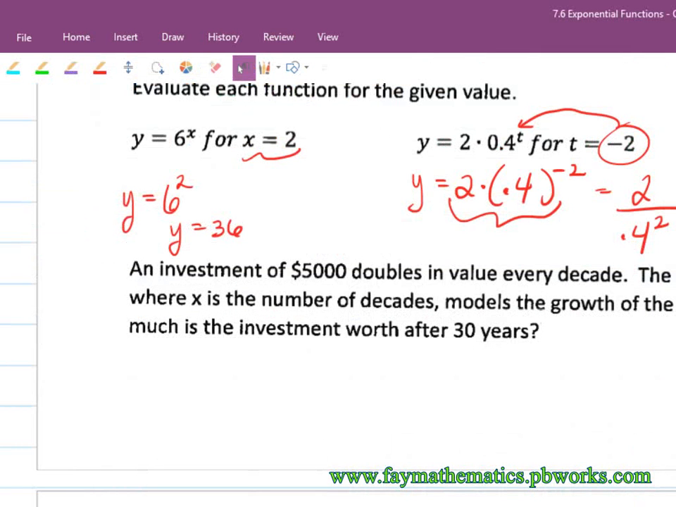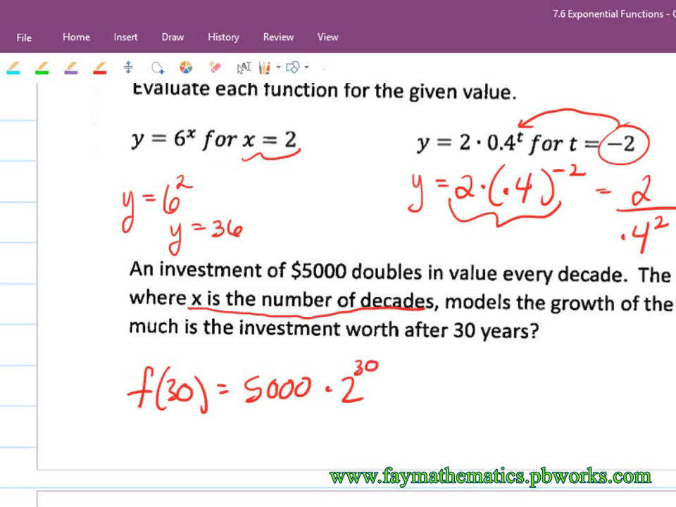So the question is, how much is the investment worth after 30 years? When you guys see questions like this, a lot of people want to say, well, let's put in f of 30 and see what that would be. I want to explain why that would be wrong. As we read this, it says x is the number of decades. If you just put 30 in for x, that actually means 300 years. We don't want 300 years, we want only 30 years.